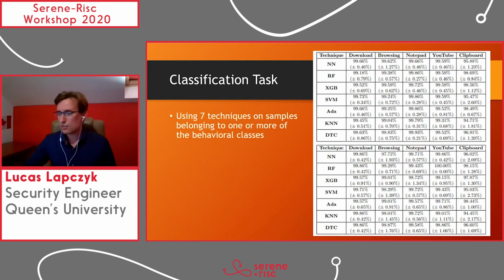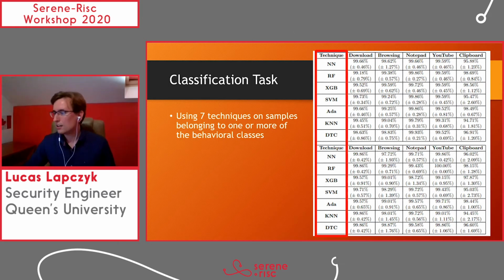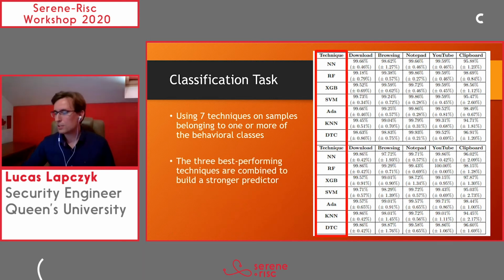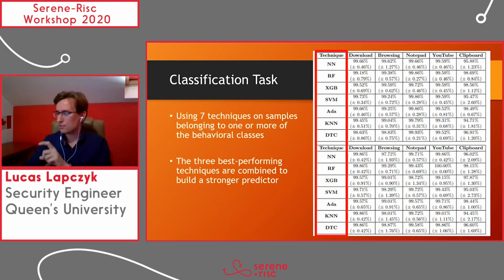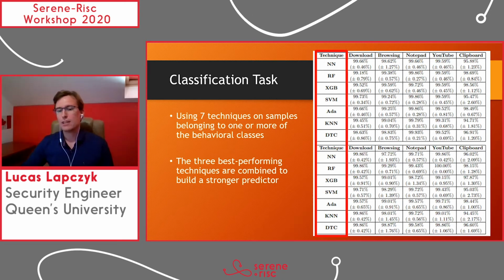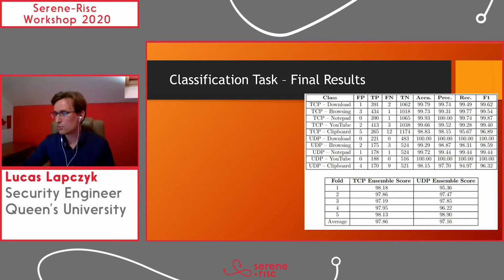We used 7 techniques on samples belonging to one or more of the behavioral classes. So every sample was evaluated using 7 leading-edge classification techniques used in data analytics. And the 3 best performing techniques for each of the data sets, please keep in mind, the upper half is remote, the lower half of the table is the local subnet virtual machine. The 3 best performing techniques for each of the behaviors, for example, for download, were selected to build a stronger predictor. And we did that to minimize the number of false positives.